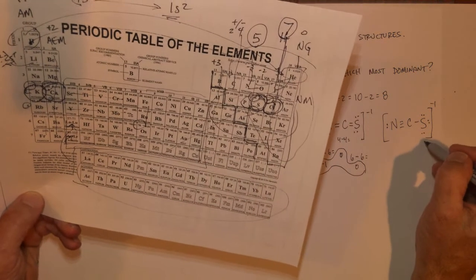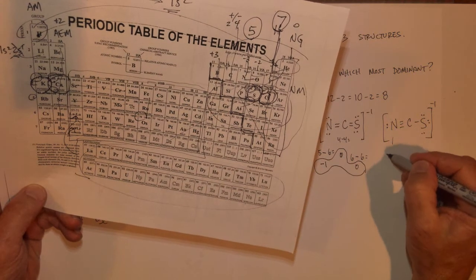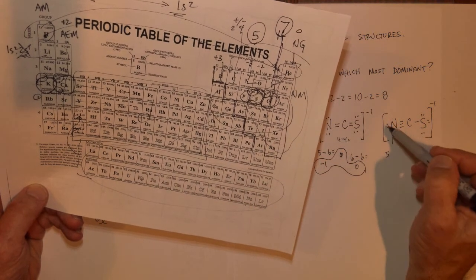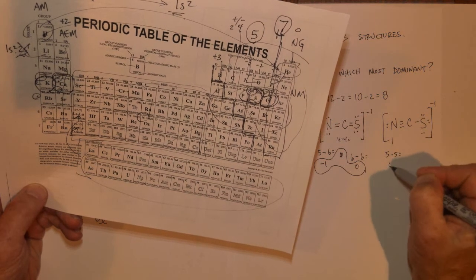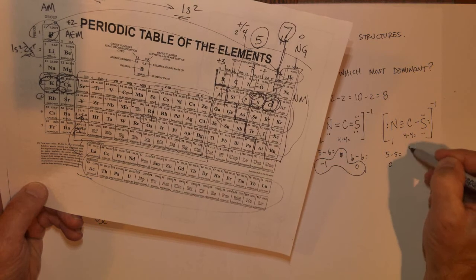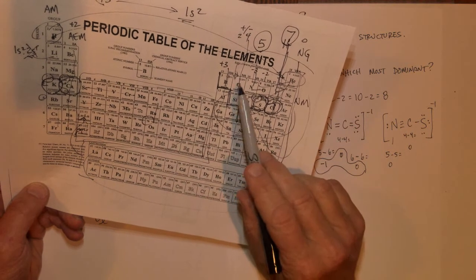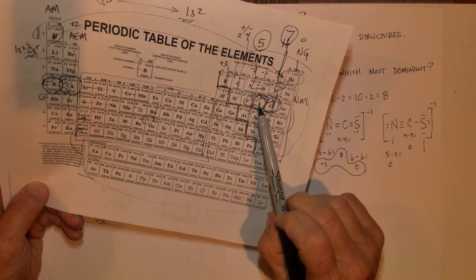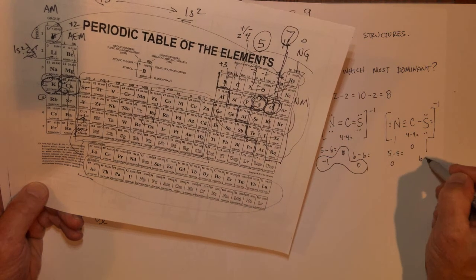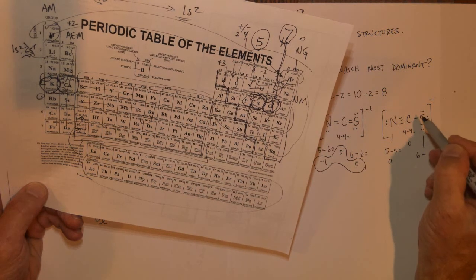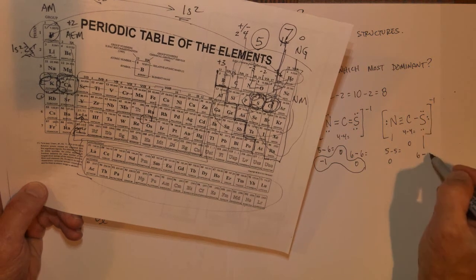Starting from this side, nitrogen, 5 on the periodic table, minus 1, 2, 3, 4, 5. 5 minus 5 is 0. Carbon, 4 minus 4 again, 0. And sulfur, 6 on the periodic table, minus 1, 2, 3, 4, 5, 6, 7. 6 minus 7 is equal to negative 1.